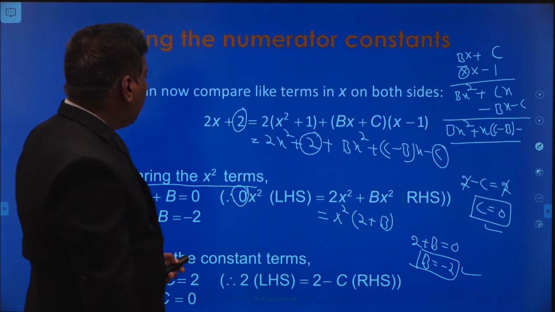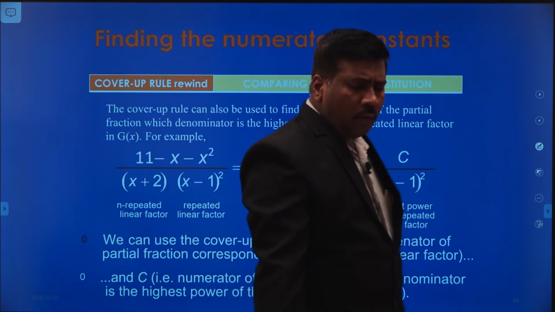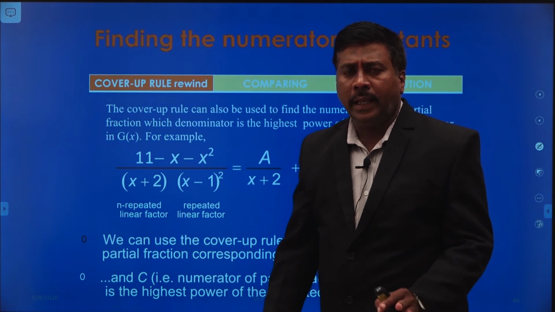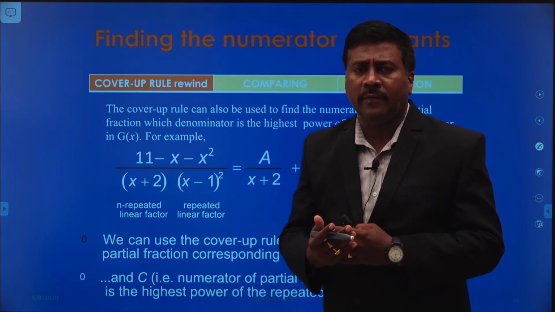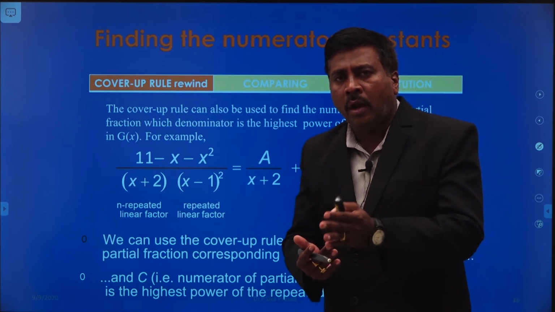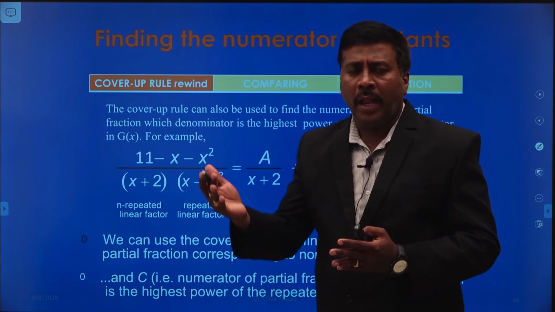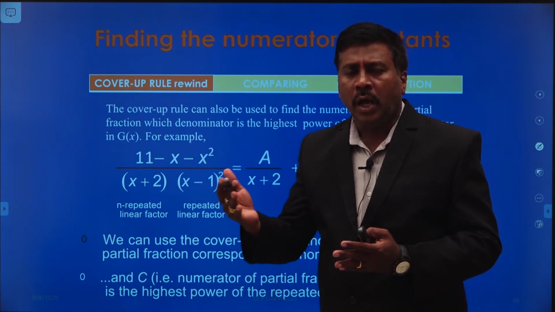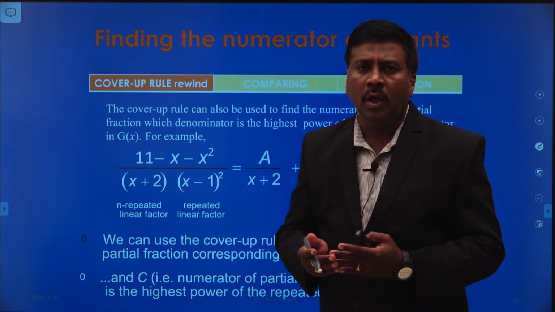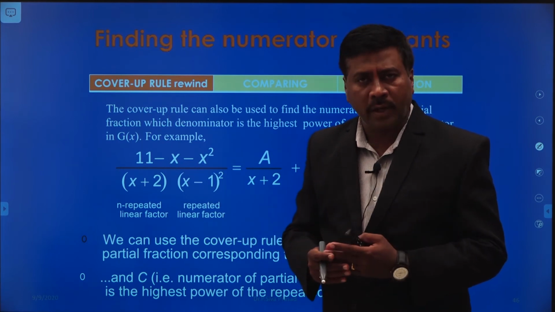Now, coming to another problem. Here, what we did in the cover up rule, whereas in that we have to assume the partial fractions, in that the linear factor which is repeated or not. Suppose if it is not repeated, whatever the value of x you get under that fraction in the denominator, you have to assume it to be 0, and that value you substitute in the left hand side and the right hand side, then automatically you will get the value for a.